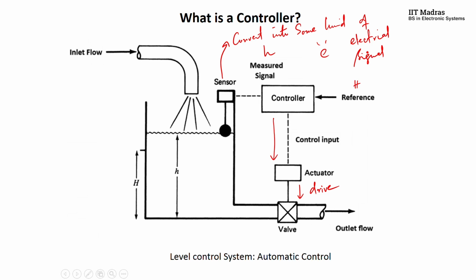Why do we need to convert this into an electrical signal? Because once we convert this into an electrical signal, we can easily compare. The reference could be an electrical signal, and the measured signal could also be an electrical signal. Both of these we compare and we can get an error, and based on the error we can run an algorithm which will be used to drive the control valve via an actuator. So this is the way the control loop would work. This is called a closed loop control system, and we also call the controller an automatic controller here.